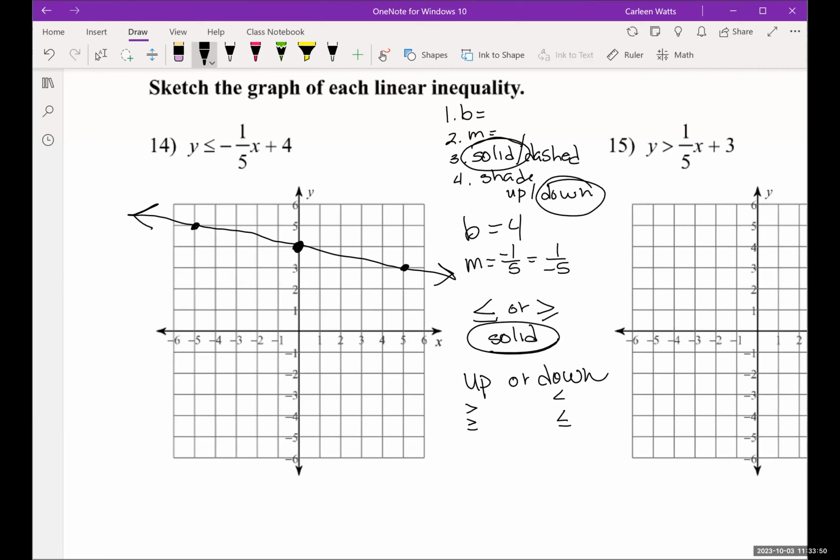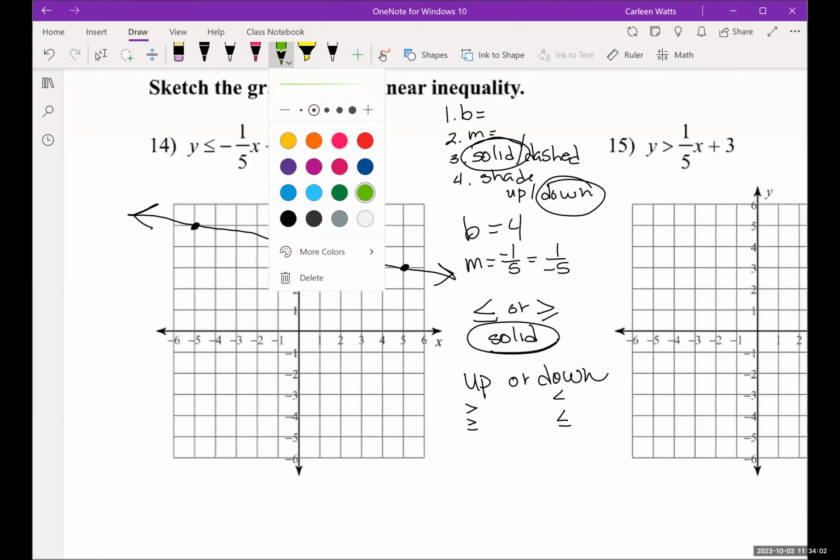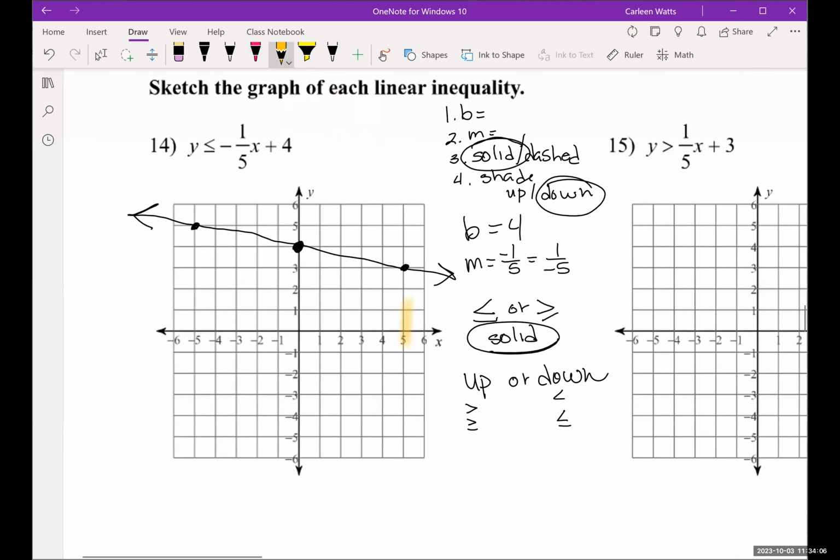Now, you could also do a test point. I don't do a test point. I just always solve for y and then decide. Let's do a nice light color. Shade down because it's less than.